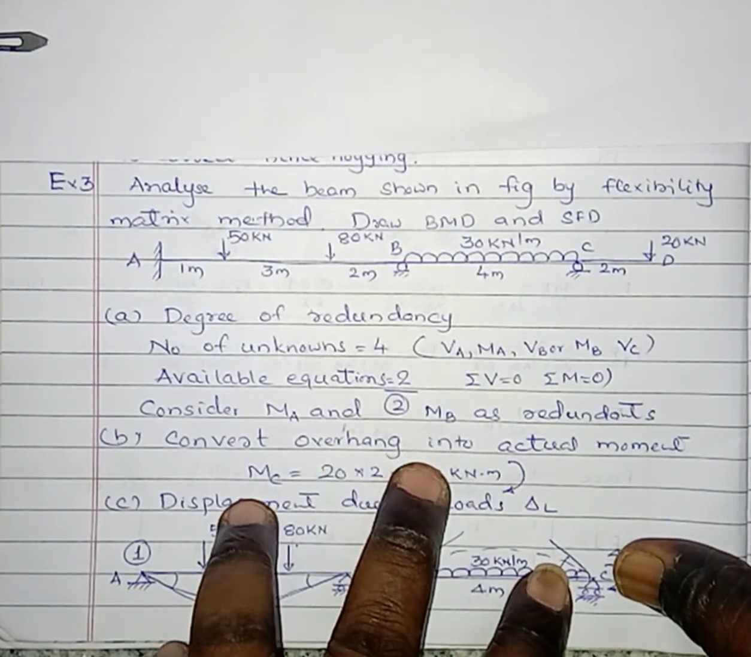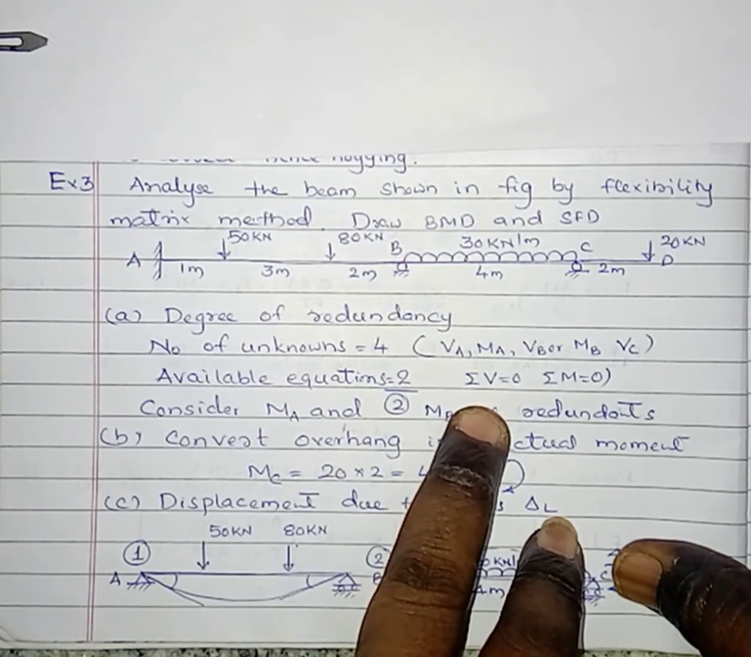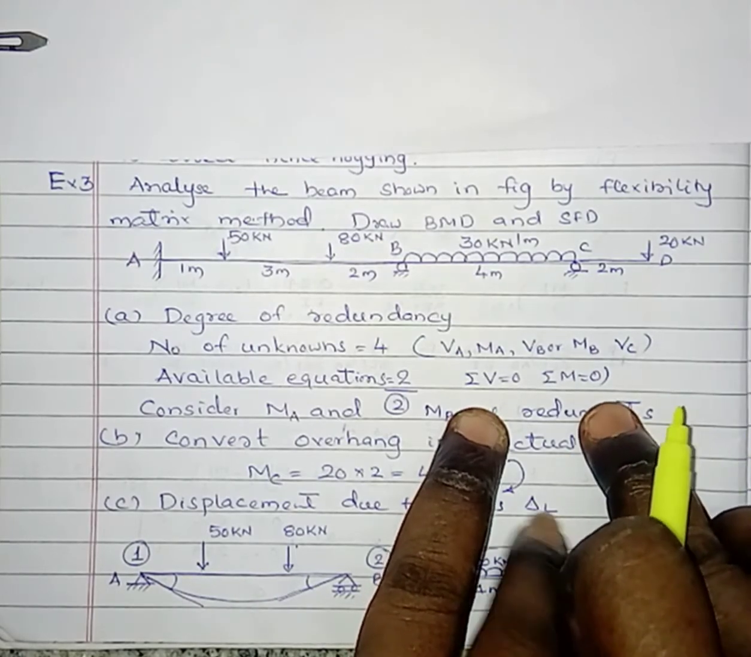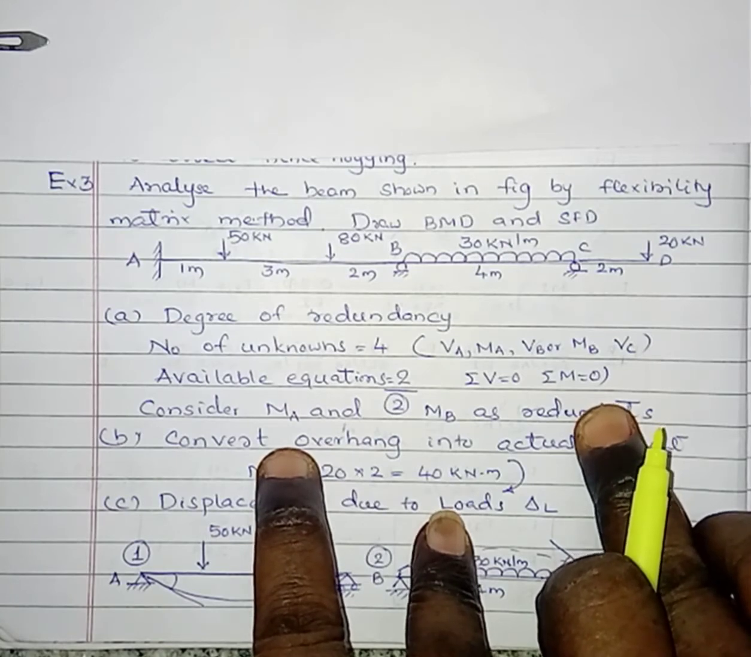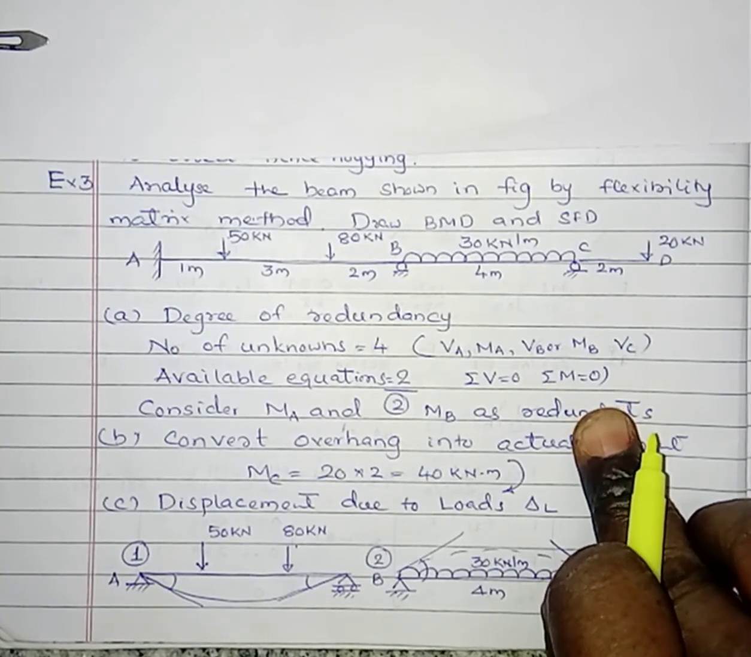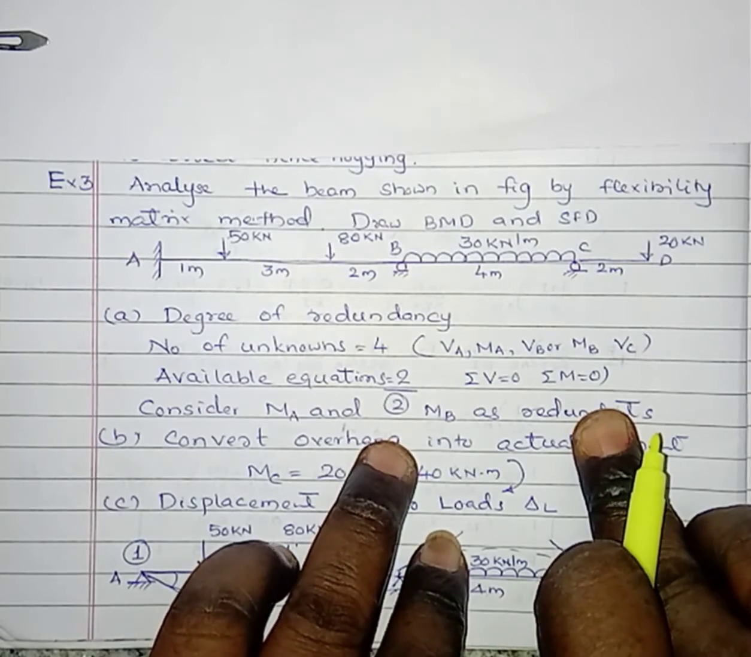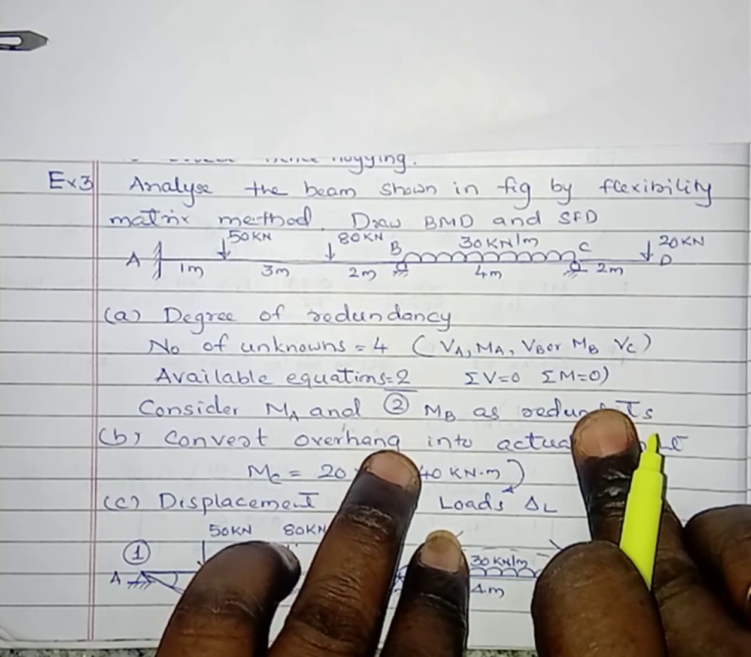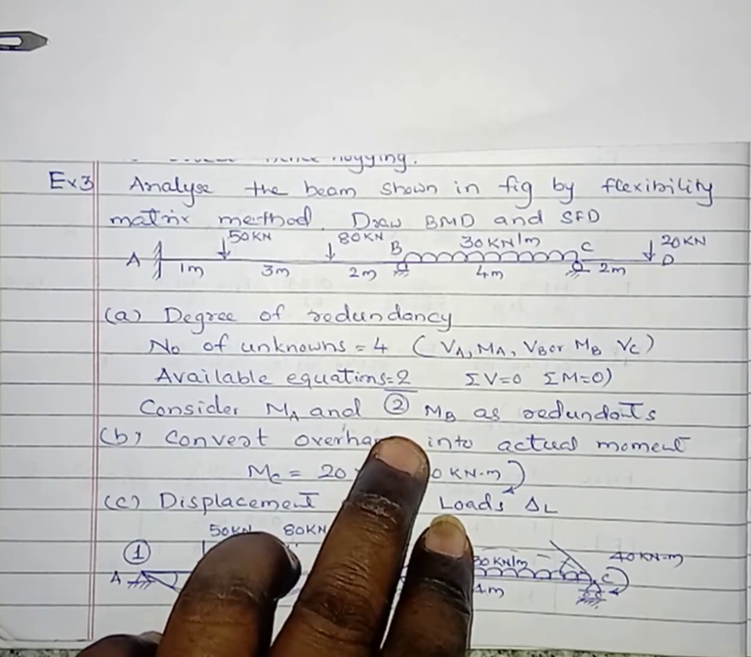The available equations of equilibrium: we have not considered the horizontal reaction component at A, hence no need to consider summation of Fx. Only we have to consider sum of the forces in vertical direction equals 0 and sum of the moments of all the forces about any point A equals 0. Hence the available equations of equilibrium are 2. Therefore the degree of redundancy DOR is given by number of unknowns minus the number of available equations of equilibrium, that is 4 minus 2. Here the degree of redundancy is only 2.